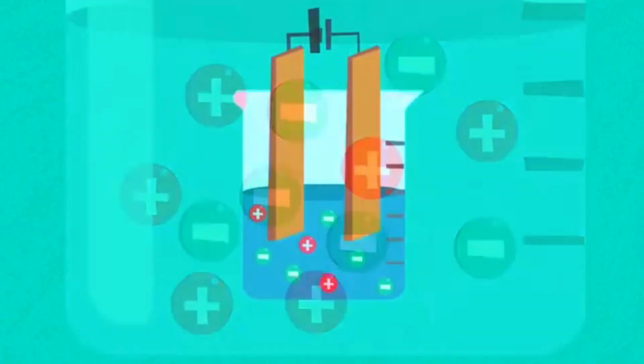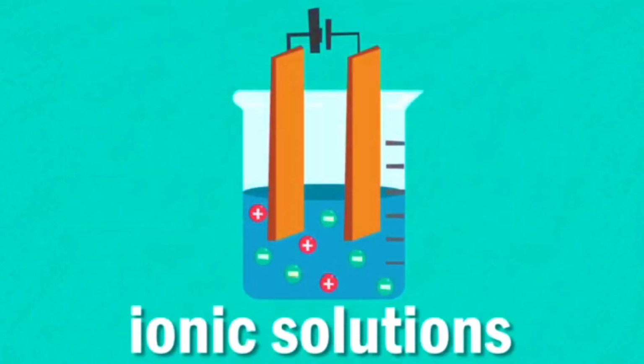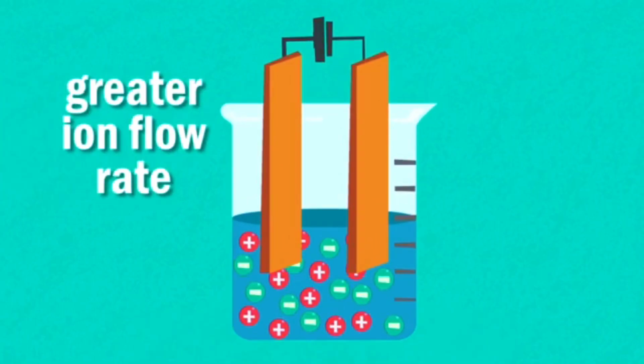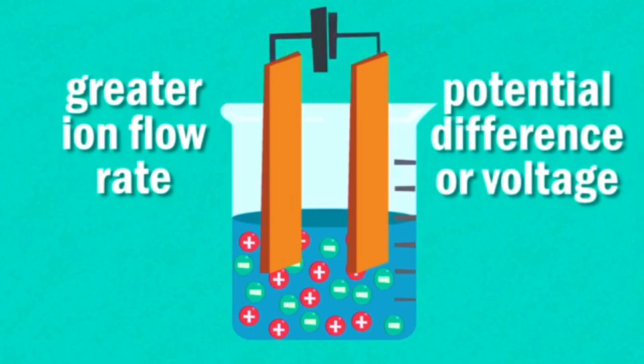Remember that electrolysis can also take place in ionic solutions as well as molten compounds. The more concentrated that solution, the greater the ion flow rate. Ion flow rate can also be increased by increasing the potential difference or voltage across the cell.